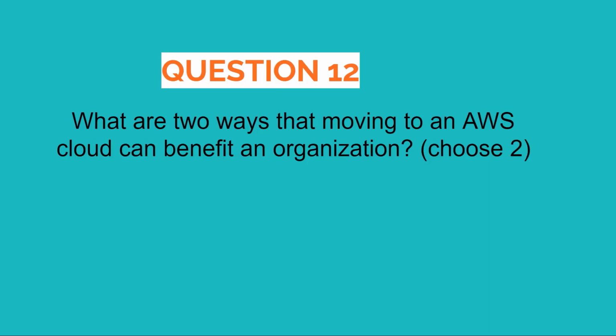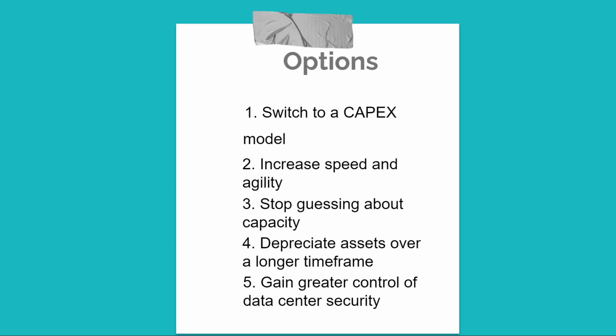Question 12. What are 2 ways that moving to an AWS cloud can benefit an organization? Choose 2. Option 1. Switch to a CapEx model. 2. Increase speed and agility. 3. Stop guessing about capacity. 4. Depreciate assets over a longer time frame. 5. Gain greater control of data center security.